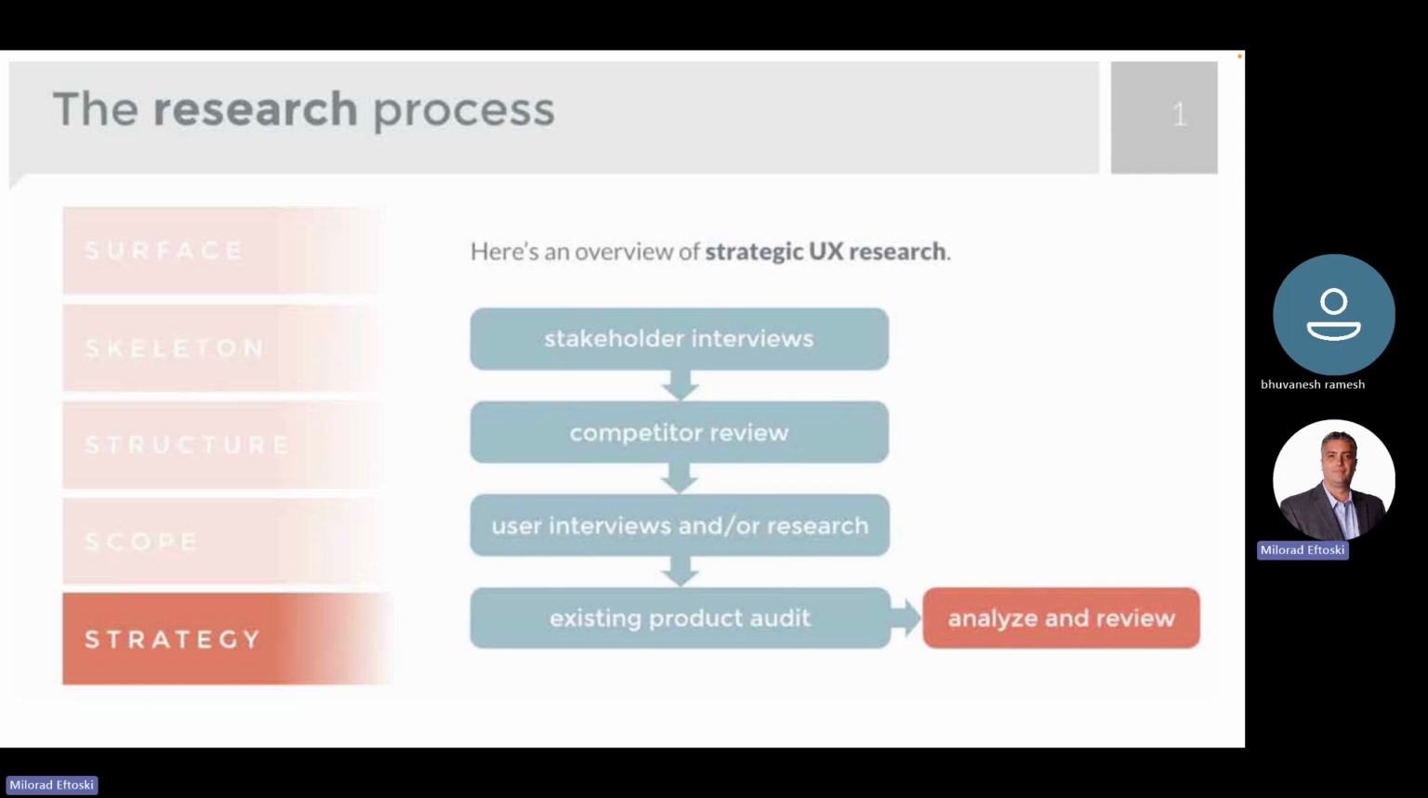Existing product audit. That means you always have to audit your product, make sure it's in sync, and always have it audited and inspected so it's successful all the way. Analyze and review. So all these things you analyze and review at the end of the spectrum to see how everything lands. So all this information is gathered and investigated, right? Properly. So that's basically what the strategy is. It's all these things together.